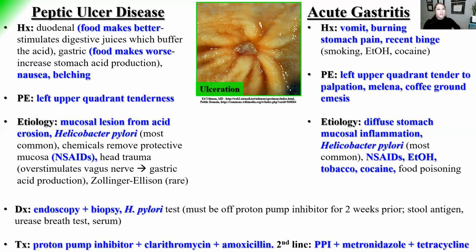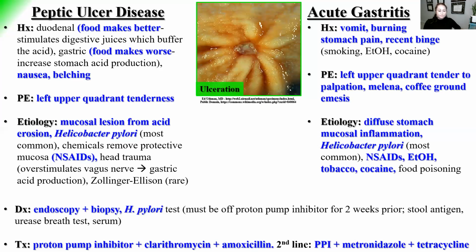Acute gastritis differs from peptic ulcer disease because it's diffuse stomach inflammation, not just in one area where you have the erosion. Helicobacter pylori, most common causative agent still on this one, but anti-inflammatories, alcohol, tobacco, cocaine, food poisoning can also cause this. Both of these are diagnosed with an endoscopy plus a biopsy, because you're looking for that Helicobacter pylori. For the H. pylori test, there's several ways to do it. You can do a stool antigen, a urease breath test, or a serum level, but you must be off any proton pump inhibitors prior to that, because the results will be inaccurate.